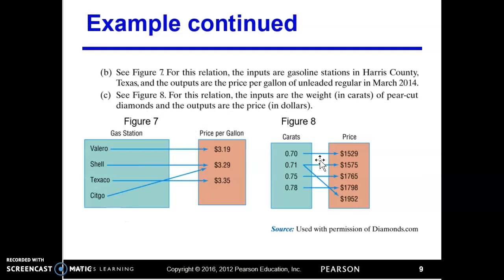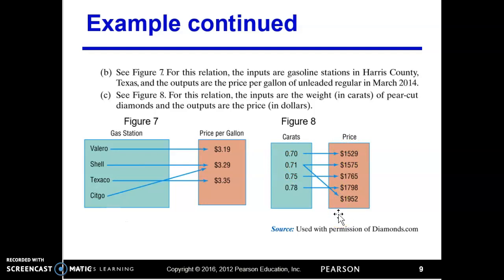So for here, we're going to look at C. We're going to see that the relation is right here. And I can see that this one is not a function, because this one has two arrows coming off of this 0.71. That's usually going to be the first question you answer: is this a function? And for this one, it is not, since there's two arrows coming off of that. This x value has more than one output.